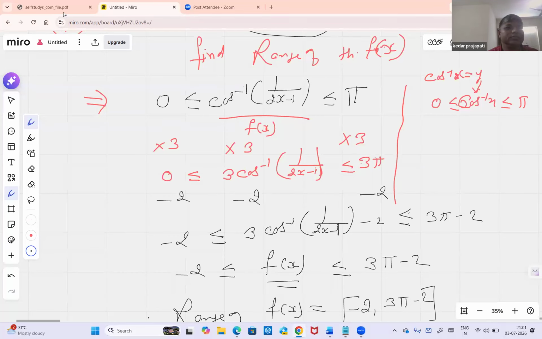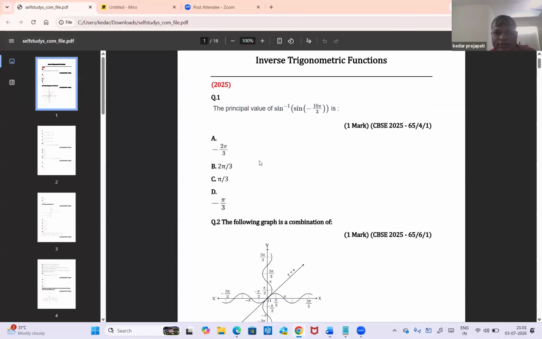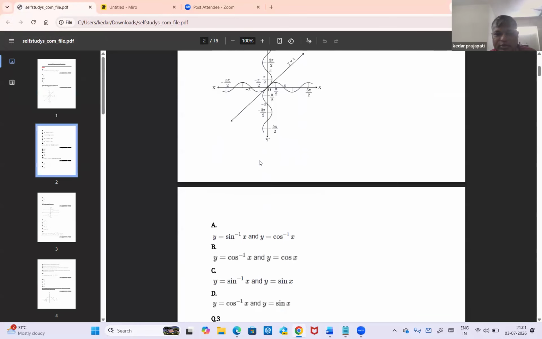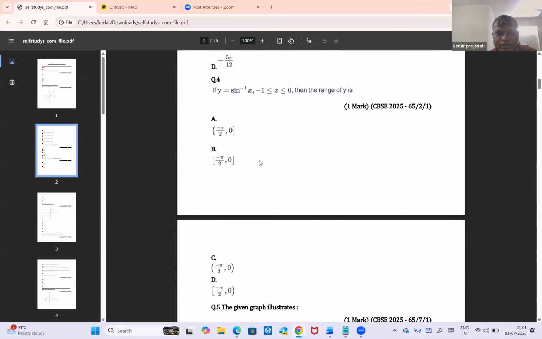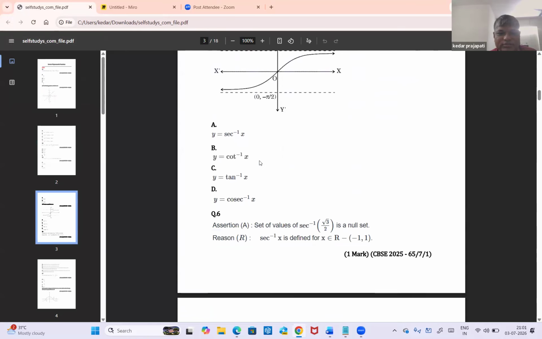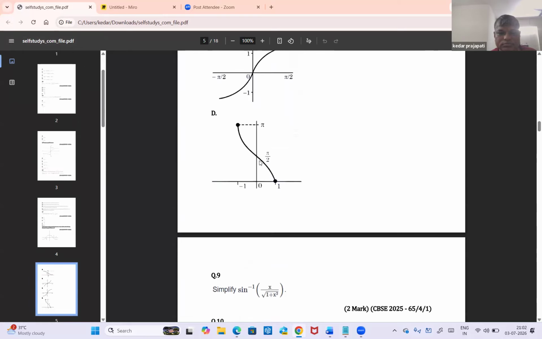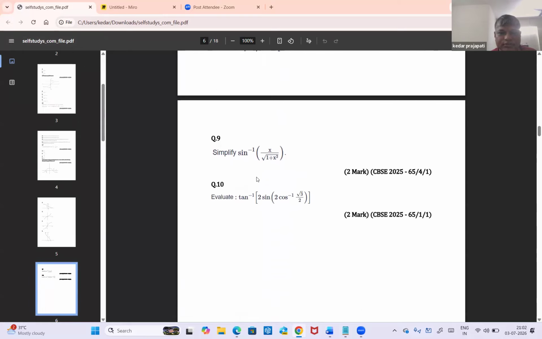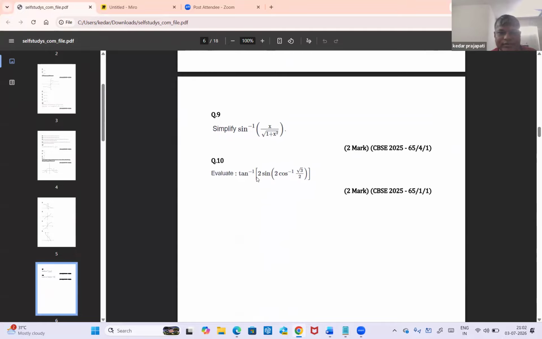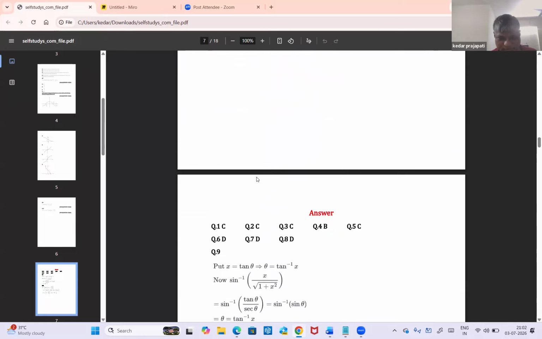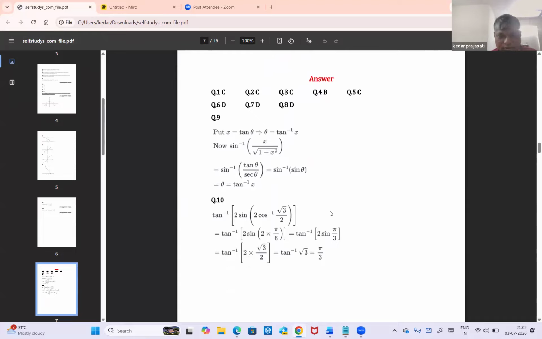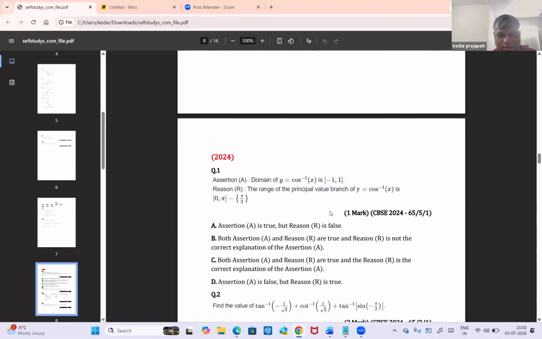Let us self-study sine inverse. These are questions coming, some taking from here only. Okay. Simplify this. Can I give this to you? You will be solving it. It has solution as well.